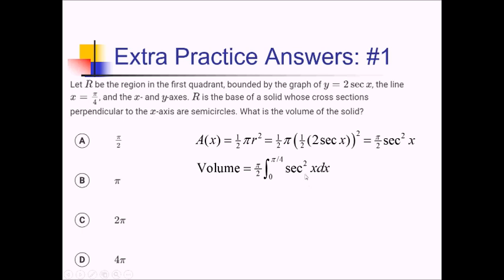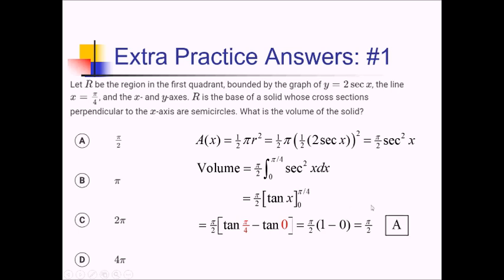The antiderivative of secant squared works out nicely. That's just going to be tan of x. So I've got pi over 2 times tan of x evaluated from 0 to pi over 4. So this is pi over 2 times tan of pi over 4 minus tan of 0. Tan of pi over 4 is just going to be 1. That's one of those special ones you should memorize, tan of 45 degrees. So we've got 1 minus tan of 0, which is just 0. So when all is said and done, this comes out to pi over 2, which gives us choice A.